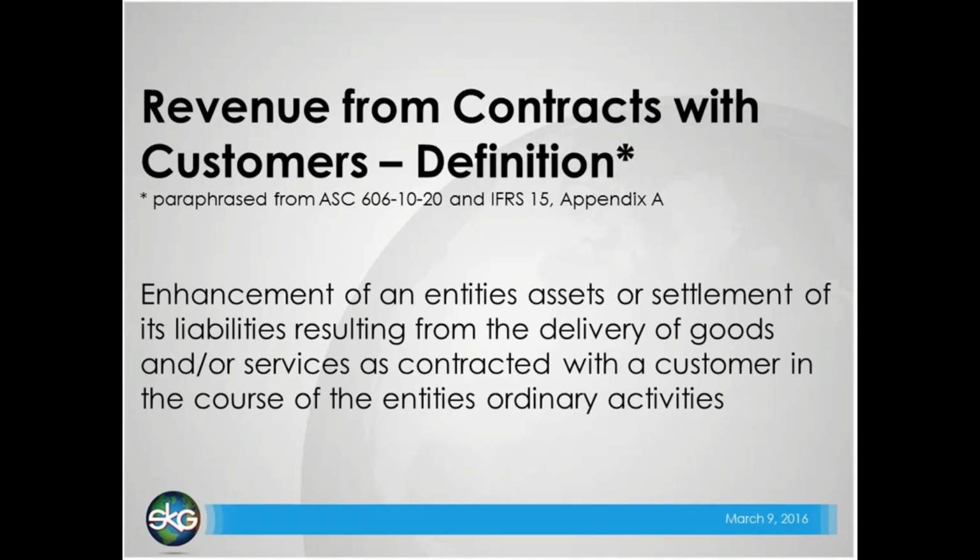So what is the definition, if you will, of revenue from contracts with customers? And this is a sort of a paraphrase definition that I've developed for the presentation here, and I'll just read it to you. So an enhancement of an entity's assets, an entity here would be like the vendor, or settlement of its liabilities resulting from the delivery of goods and or services as contracted with a customer in the course of the entity's ordinary activities. So if it's an extraordinary item like a gain or loss in a sale, that would not be covered under the definition of revenue, but if it's in your ordinary course of business, it would be.